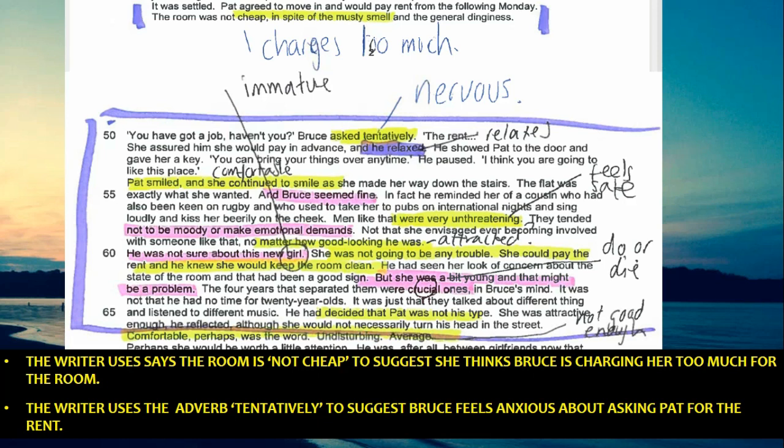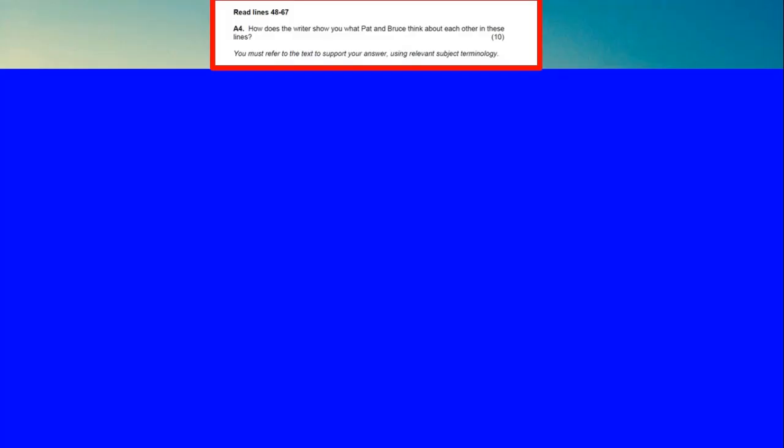So we look at a couple of quotes and then see if you can do a couple on your own. So let's pick out not cheap. The writer says the room is not cheap to suggest she thinks Bruce is charging her too much for the room. Next one, the writer uses the adverb tentatively to suggest Bruce feels anxious about asking Pat for the rent. So each one I'm saying the writer uses, then I'm using the technique, so for example adverb, then I'm using the quote, tentatively, and then all I'm explaining there is what that quote tells me about what they feel for each other. Tentatively is nervous, it's anxious, so it's telling me that at that moment in the extract Bruce feels anxious about talking to Pat.